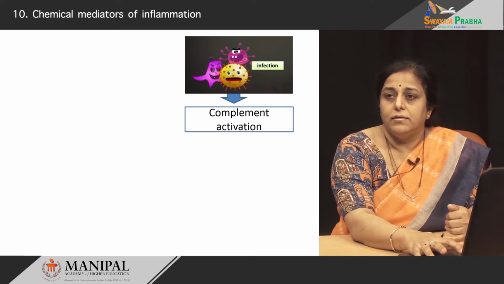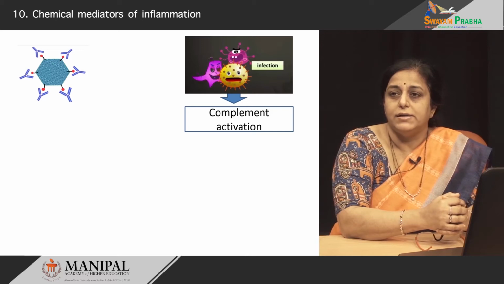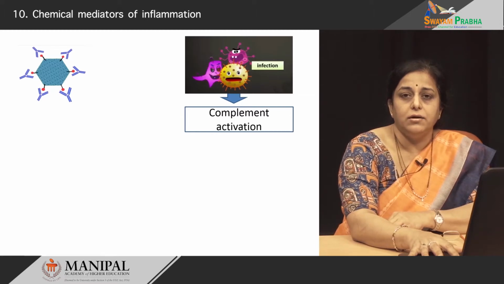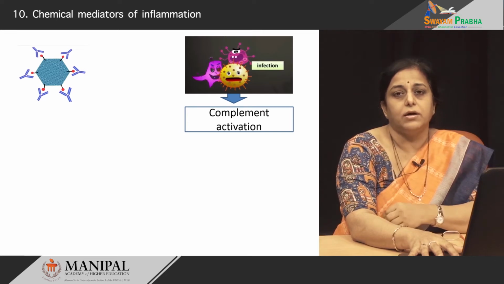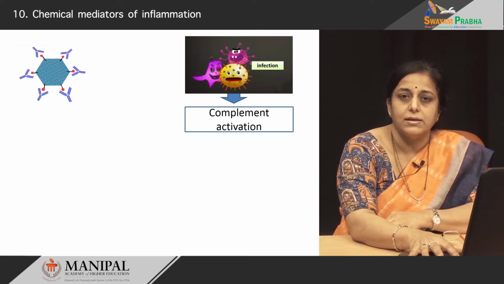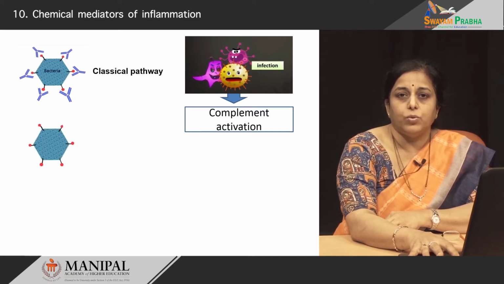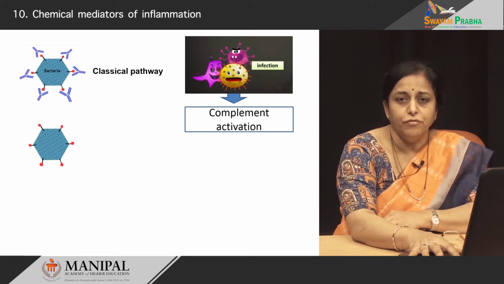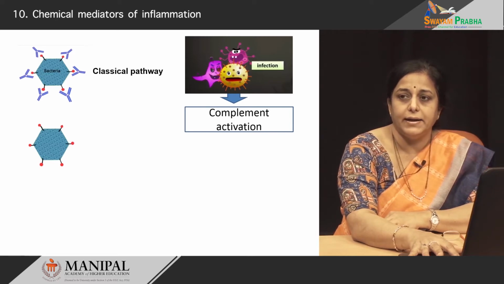There are 3 mechanisms by which the complements are activated. The first and the most important is the classical pathway. So, what is the classical pathway of complement generation? Here, the antigens on the bacteria, when they bind to the antibodies, that is when the complements get activated. So, this is the classical pathway of complement activation. The second pathway is where the antigens on the bacteria themselves activate the complements without binding of antibodies as in the classical pathway. So, the alternate pathway of complement is activated by the bacteria directly.